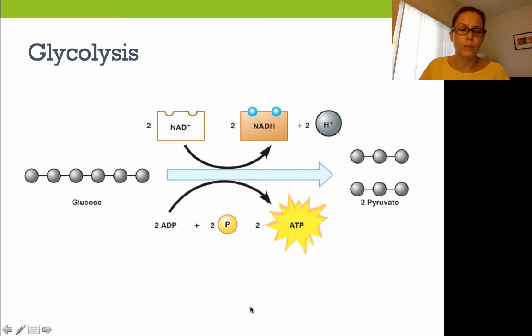So here's an example of glucose. Each ball here represents a carbon. Glucose is C6, so these are 6 carbon atoms. Glucose is going to be broken down. We're going to use some energy and we're going to produce 2 ATP. We're going to produce 2 NADH molecules, and we're going to produce 2 pyruvates. Each pyruvate is a 3-carbon compound. So this is glycolysis. We get our starting point, our reactant, which is our glucose. We get our products, 2 NADH, 2 ATPs, and then we get our 2 pyruvates.